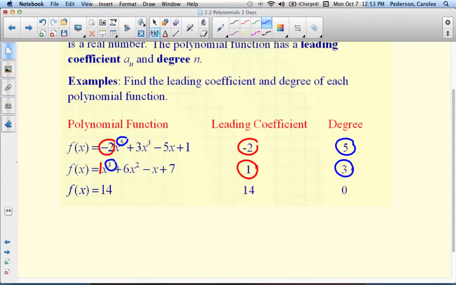The last one, the leading coefficient is 14, and its degree, it doesn't have an x term. So that means the degree is 0. It is going to be a constant. It's actually a horizontal line going up on the y-axis, up 14, and then straight across.